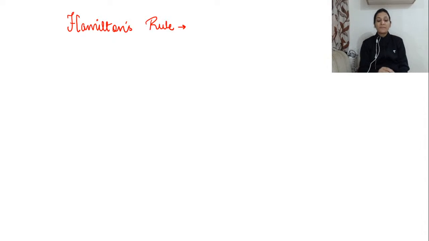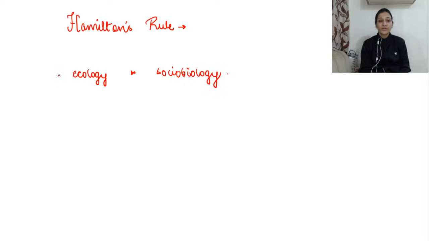Right, so Hamilton's rule is basically a rule of ecology and sociobiology. It's a rule for ecology and sociobiology, and this rule is actually a mathematical formula.